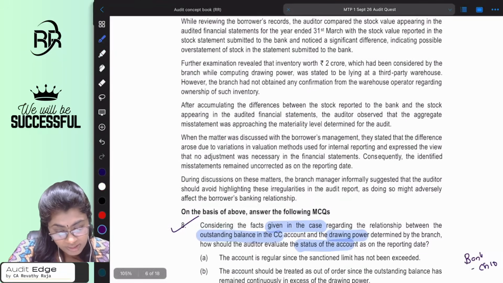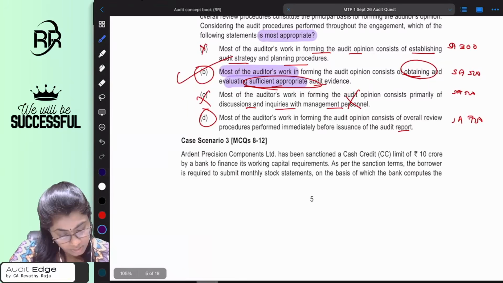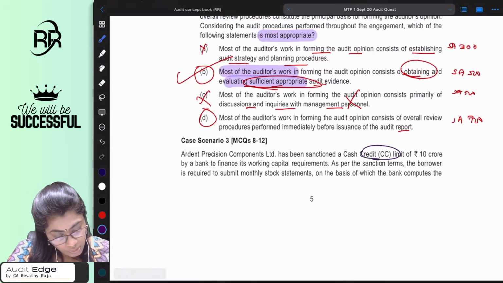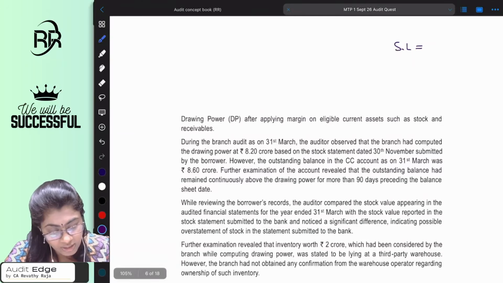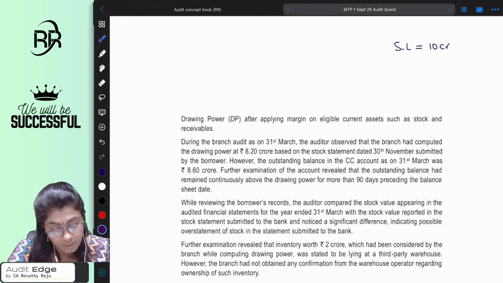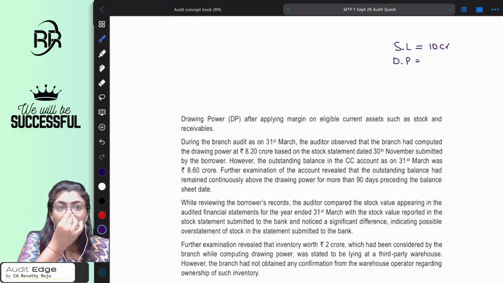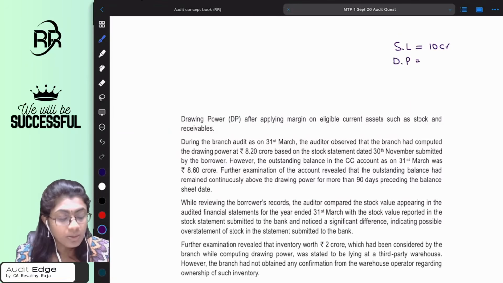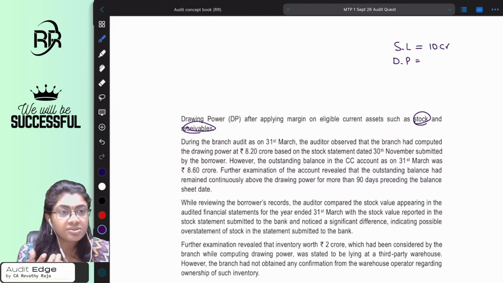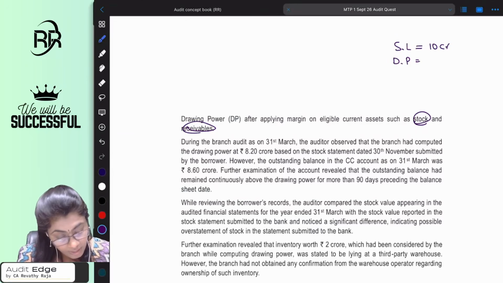So, where is it? Can you read? CC. So there is a limit of 10 crore. So what is 10 crore? 10 crore is the sanction limit. Okay, I'll write here: sanctioned limit at 10 crore. SL is sanction limit. Then based on the sanction limit, based on the stock and debtors, the bank will calculate the drawing power.